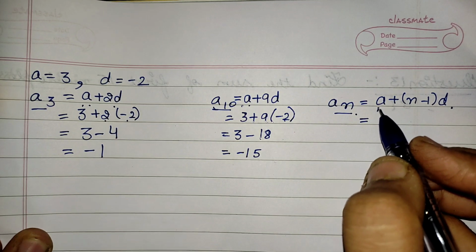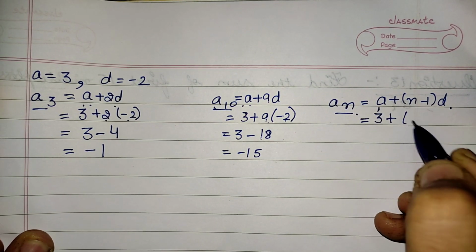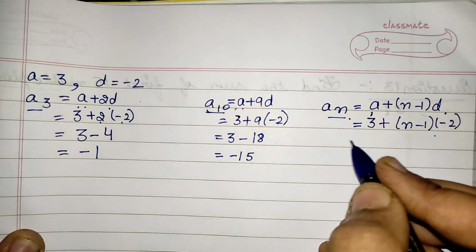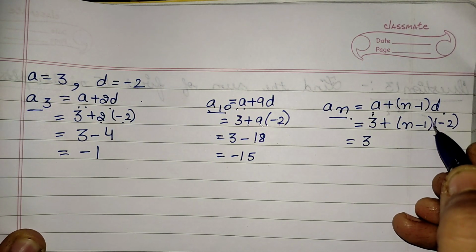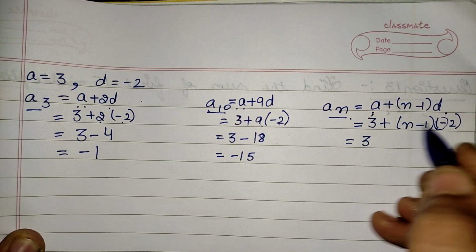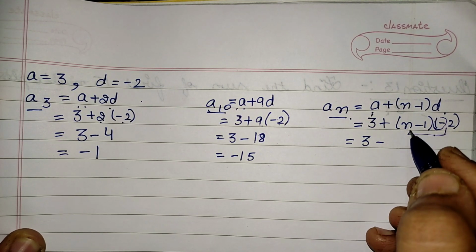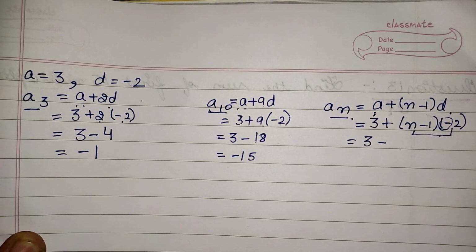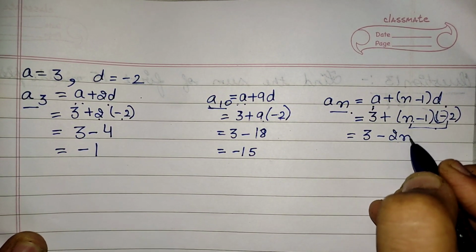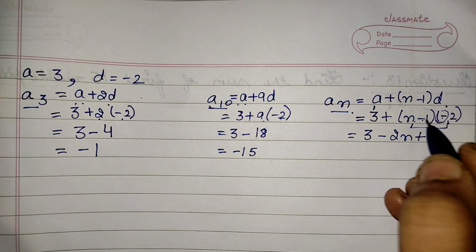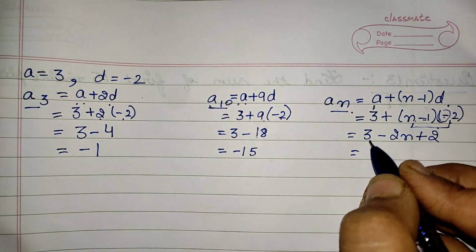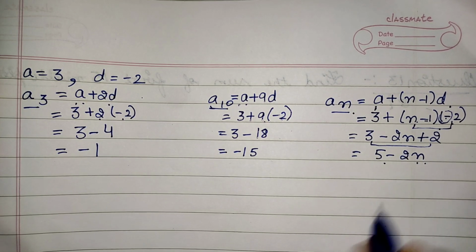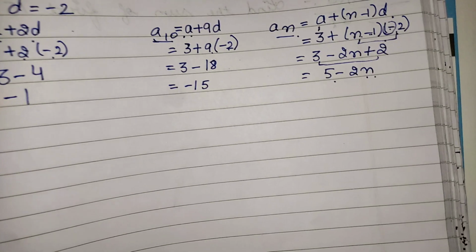And similarly, find out the value of an. An is what? A is my 3, it is n minus 1, and D is minus 2. Because of this minus sign, all the signs will change when I multiply this 2 with n minus 1. So my answer will be minus 2n, and minus becomes plus, it will be plus 2. So 3 plus 2 will be 5. So my answer will be 5 minus 2n, which is the nth term.